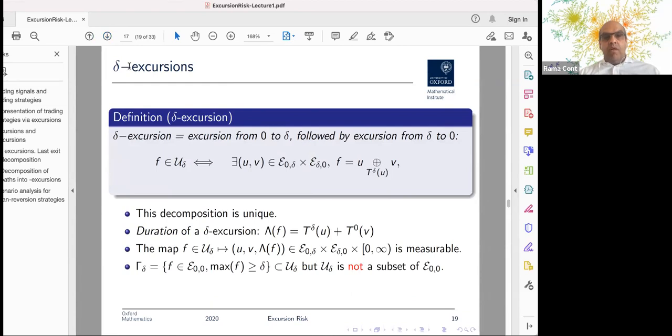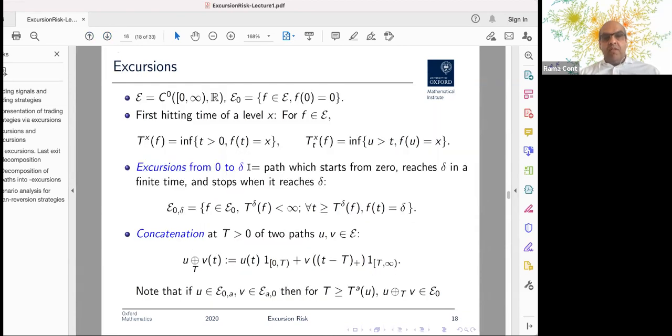So what we called an excursion from 0 to delta is just a path which goes from 0, reaches delta, and stays there. But that's only the first part of what we're interested in. What we're interested in is identifying signals which go from 0 to delta and then go back from delta to 0. So that's what I'm going to call a delta excursion. It's a full cycle. It goes from 0 to delta and back to 0.